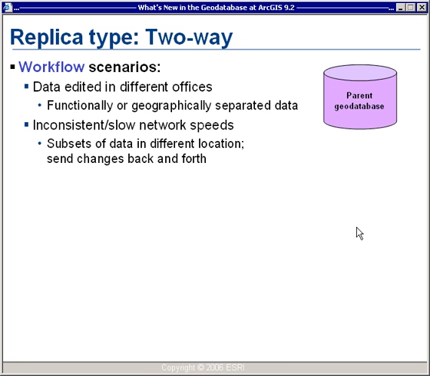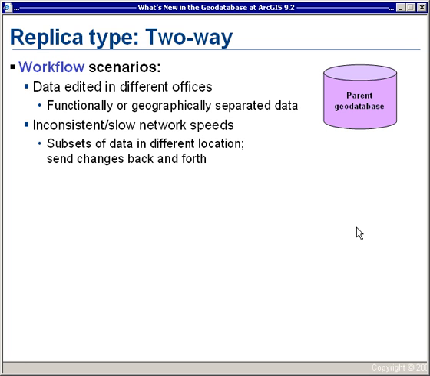Two-way replication allows you to transfer changes from the parent to the child and the child to the parent as many times as necessary. This type of geodatabase replication could be very useful if data must be edited in different remote offices and the changes to the data synchronized. For example, say an organization has a head office in New York and regional offices in London, Tokyo, and San Francisco. The head office keeps the master copy of the data, and in each regional office, a subset of the data is edited. Changes can be sent from the regional office to the head office and vice versa.